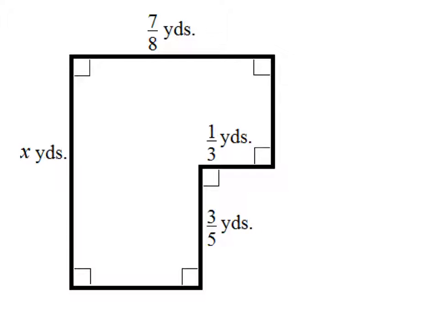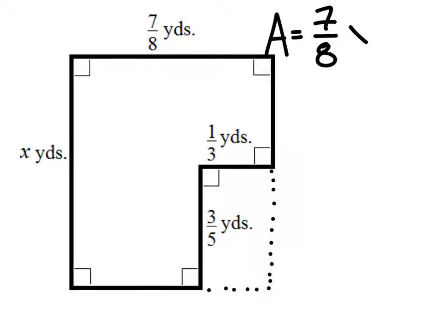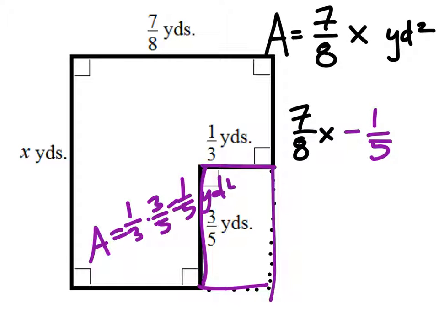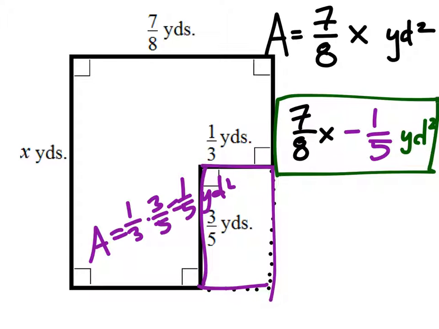Alright, so this one is similar, but there's one huge difference. So I'm going to find the area of this full rectangle, which would be, I've got 7/8 times x now, and that's in yards squared. But once again, I need the area of this rectangle as well to subtract from it. So that area has not changed. 1/3 times 3/5 is still 1/5 square yards. So I'm going to take my 7/8 x yards and subtract this 1/5. That would give me the area in square yards. Can I combine these two though? Nope. So it is done.